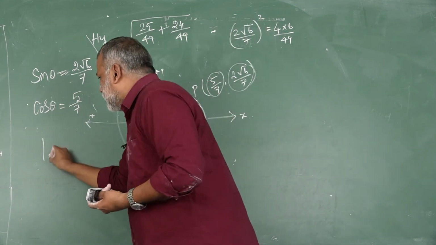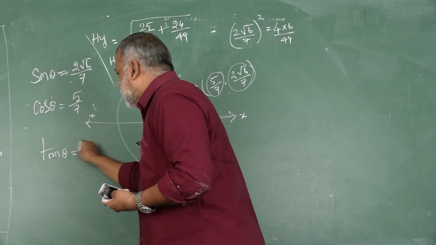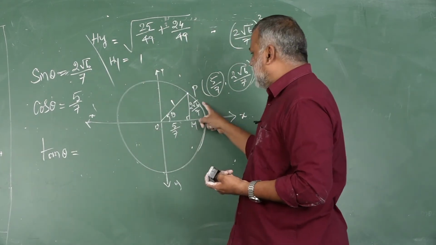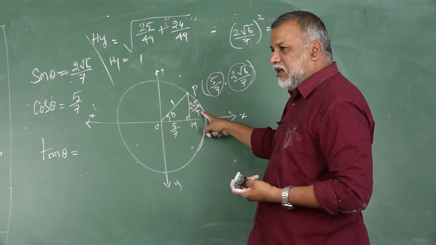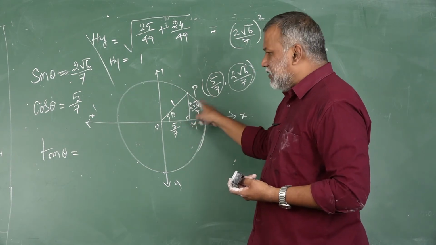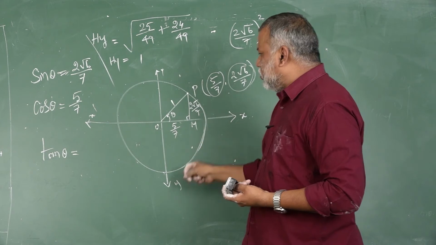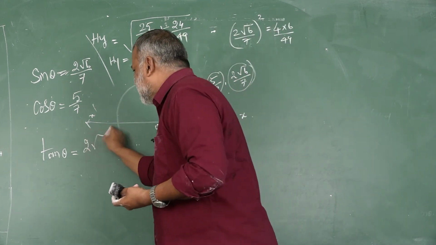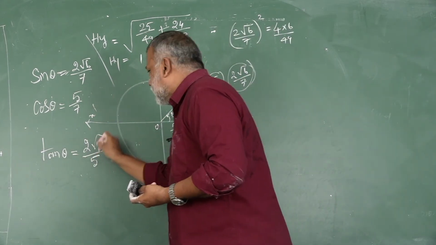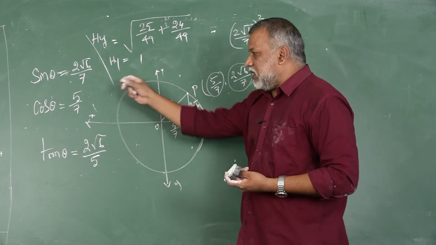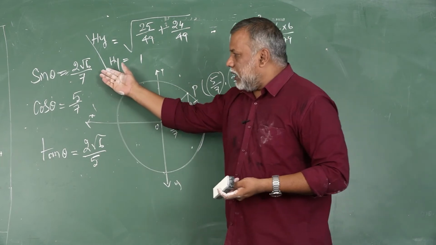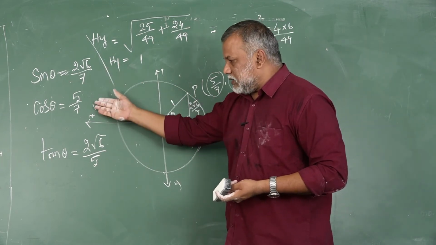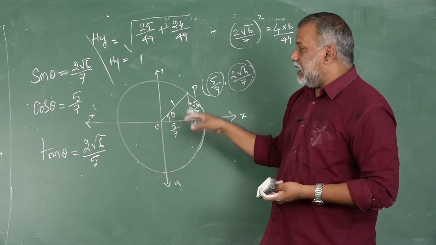Then the value of tan theta is equal to opposite divided by adjacent. That is 2 root 6 divided by 7, divided by 5 by 7. The 7 will be removed, and we can get 2 root 6 divided by 5. So we are able to work out sin, cos, tan. From these, take the reciprocals, and you are able to obtain the values of cosecant, secant, cot from this data.